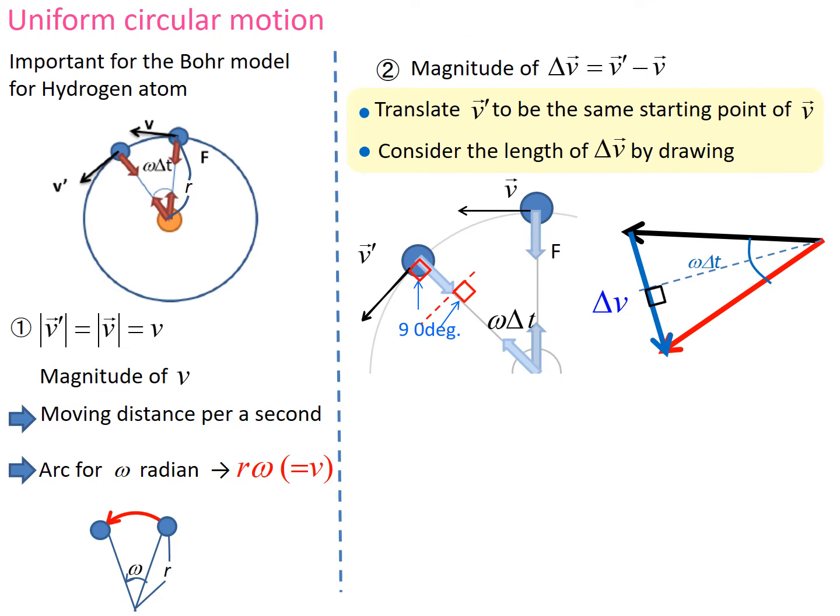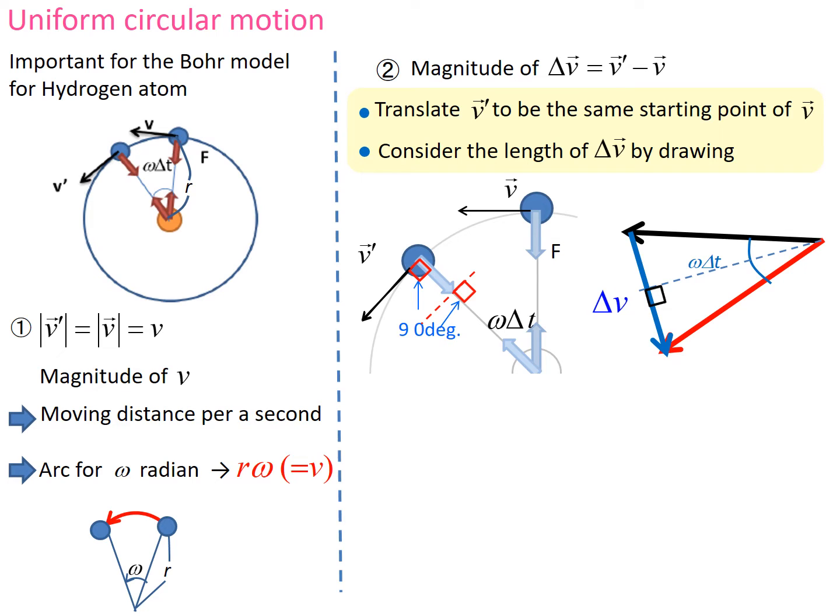Now, let's consider the problem of uniform circular motion at a constant speed. This problem is important for understanding the Bohr model, which is a model for a hydrogen atom. Let's consider an object rotating at a constant speed around a circle with radius r. We define angular velocity as omega.